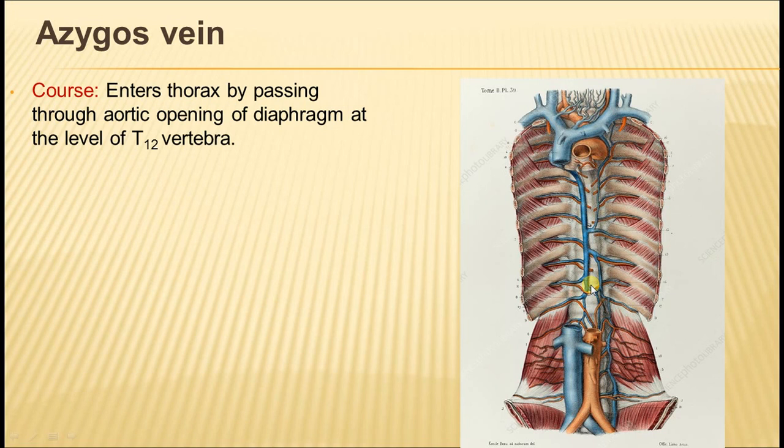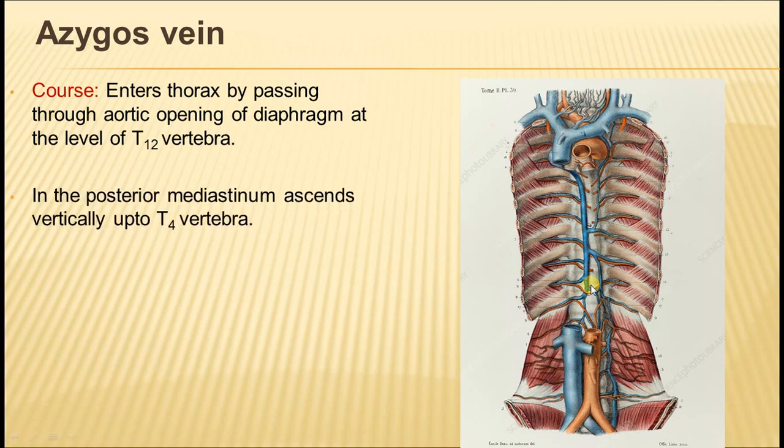Afterwards, it is seen ascending in the posterior mediastinum. You can see it ascends in front of the lower 8 thoracic vertebrae. The intervertebral discs and the anterior longitudinal ligaments are present behind the trunk of the Azygos vein.